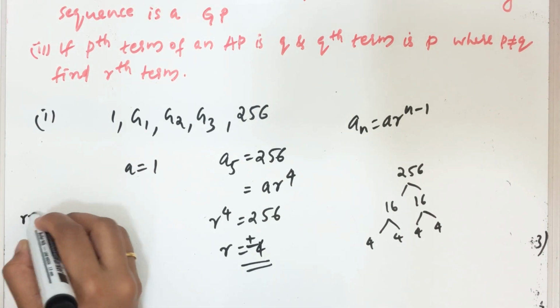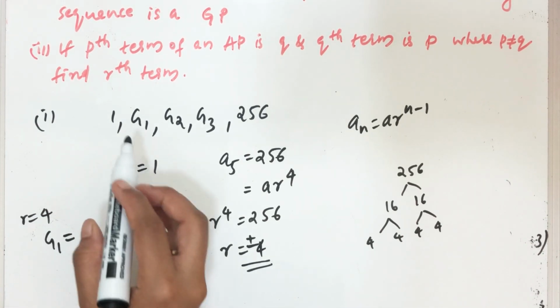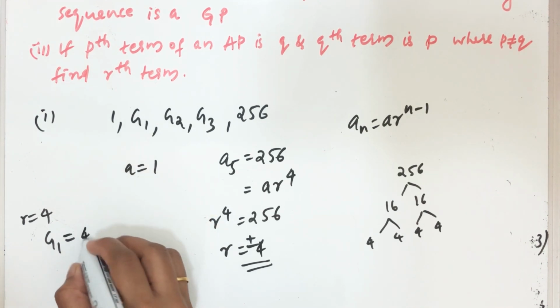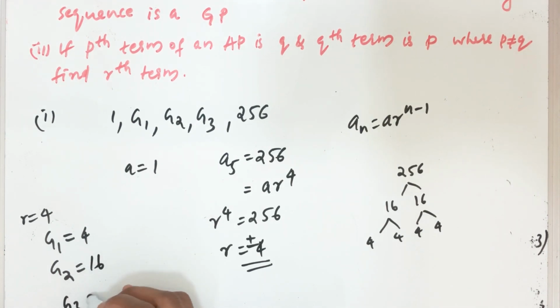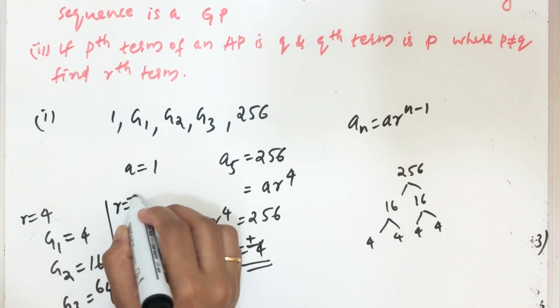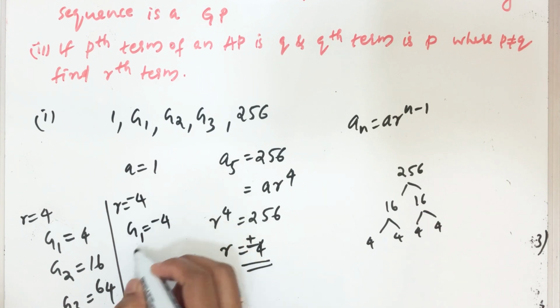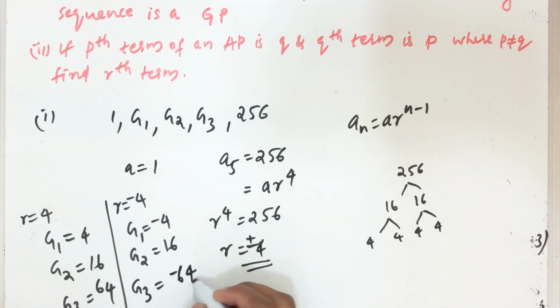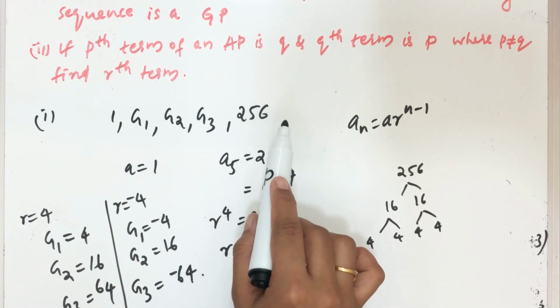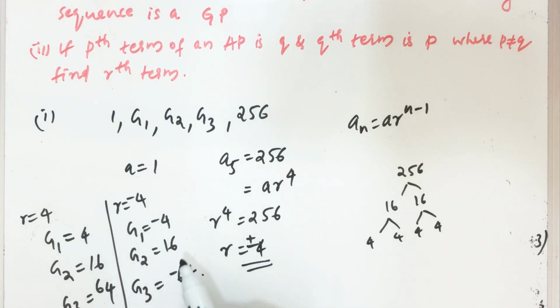When r is equal to 4, we get G1 is equal to a into r, that is 1 into 4, 4. G2 is equal to 4 into 4, that is 16, and G3 is equal to 16 into 4, 64. When r is equal to minus 4, we get G1 is equal to minus 4, G2 is equal to minus 4 into minus 4, that is plus 16, and G3 is equal to 16 into minus 4, that is minus 64. So we can insert 4, 16, 64 in between 1 and 256, or we can insert minus 4, 16 and minus 64 to form a GP.